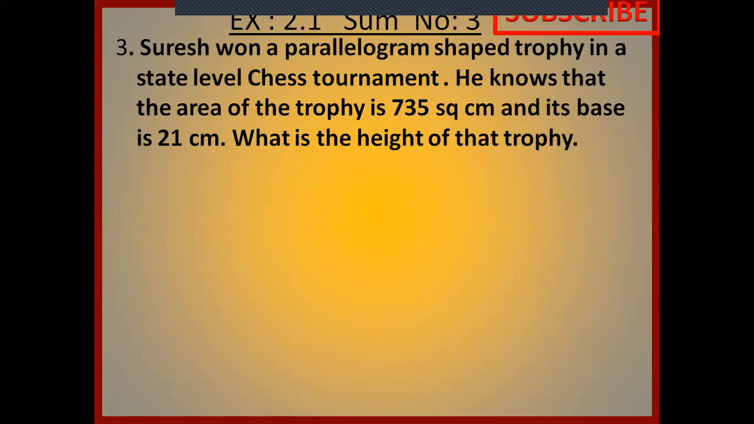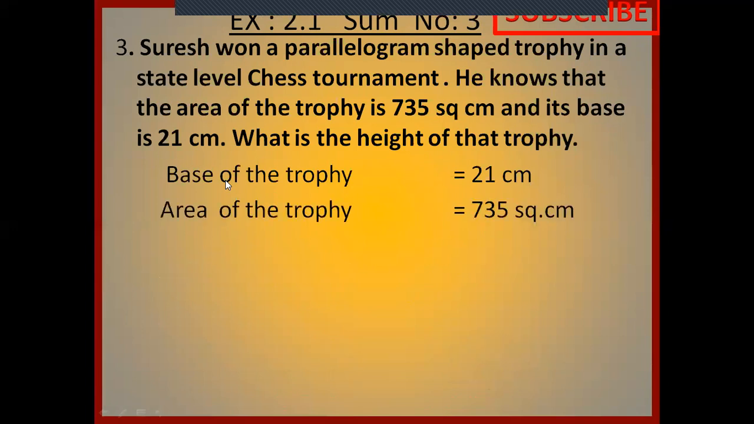The question is very clear for you. So when you get word problems, children, don't get confused. Look at the question, find out what is given for you, and then reason out what you are asked to find. Then clarify. You have to plan how you're going to work out your sum to find the answer. So here in the sum, it is directly given to us. The area of the trophy is 735 square centimeter and the base of the trophy is 21 centimeter. And they have asked you to find the height of the trophy.